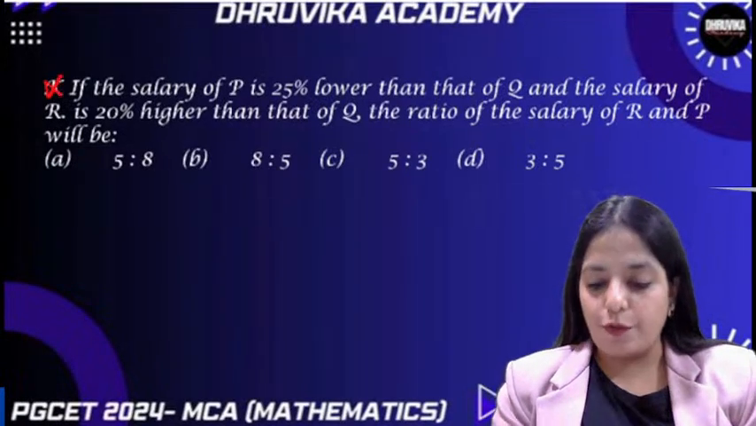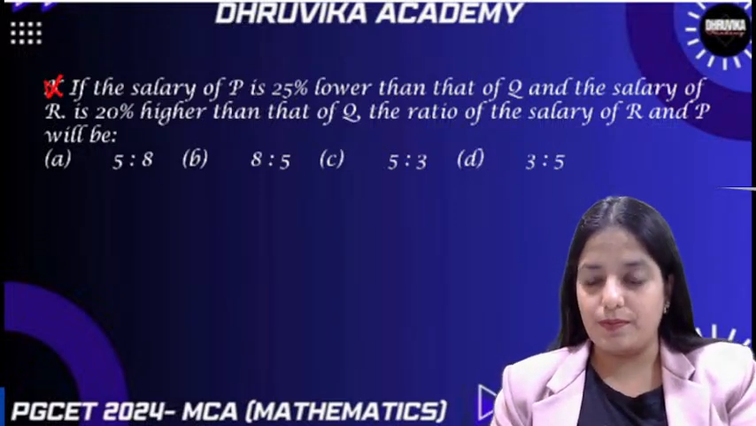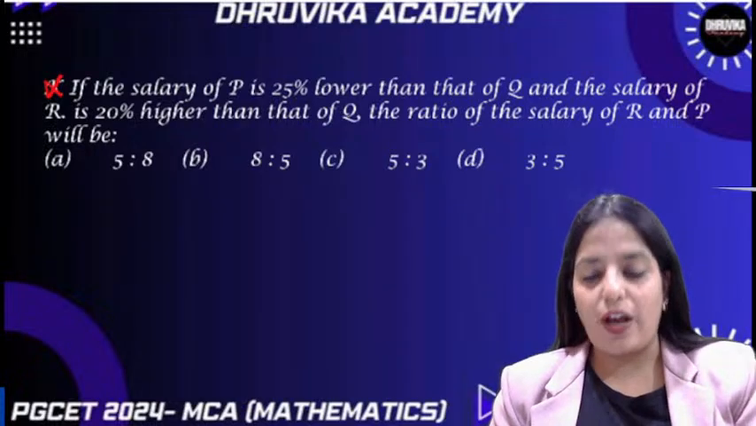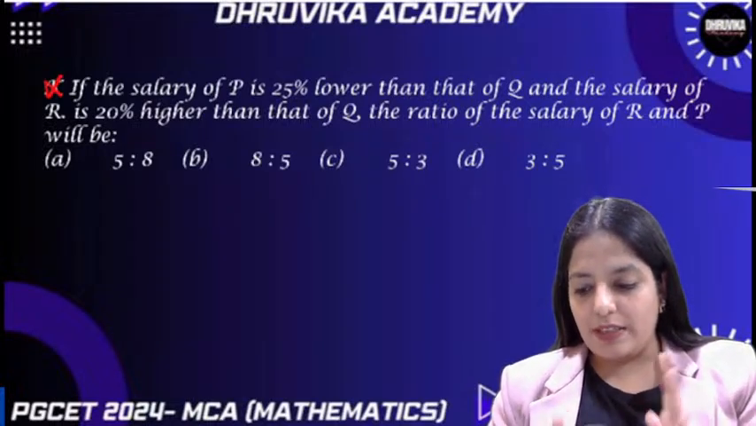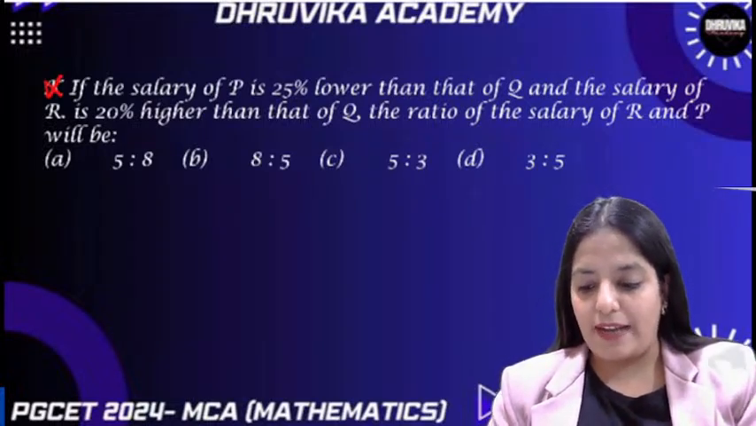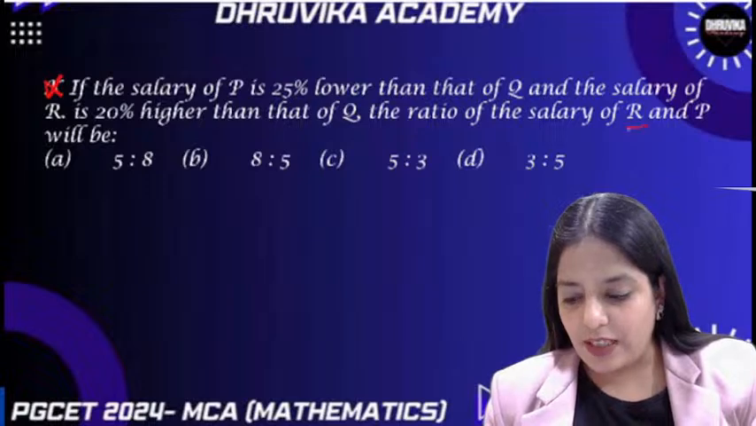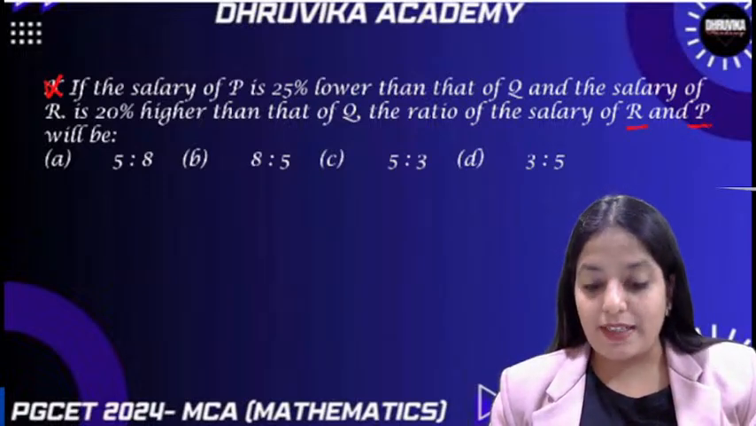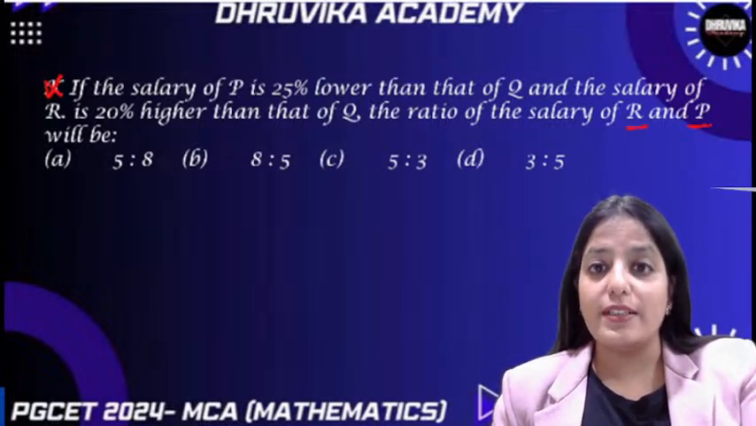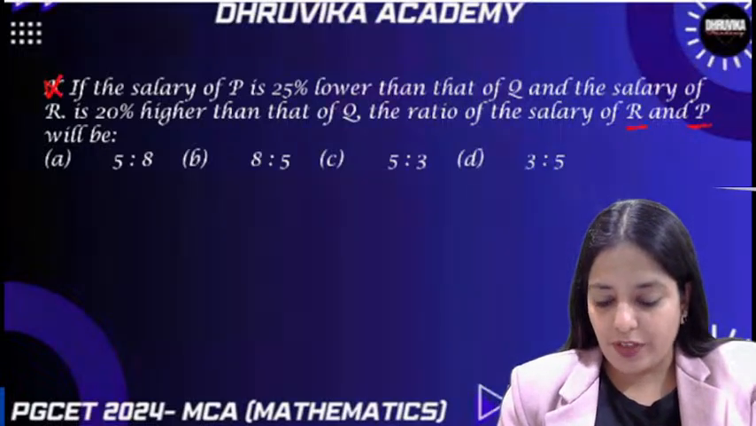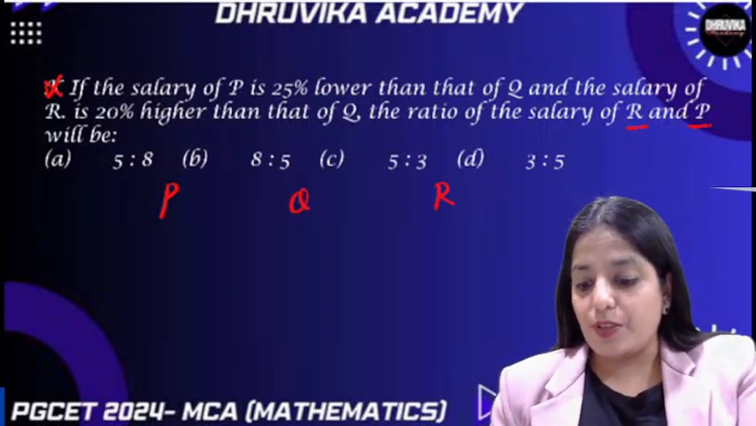If the salary of P is 25% lower than that of Q, and the salary of R is 20% higher than that of Q, the ratio of the salary of R and P will be. Whose ratio are they asking? They are asking you to find the ratio of R and P. Okay, let's try. Salary of P is 25% lower than that of Q. So we have three persons, P, Q and R. P's salary is 25% lower than that of Q.